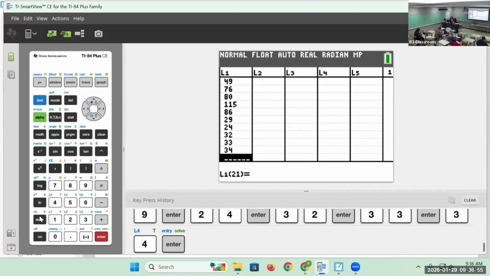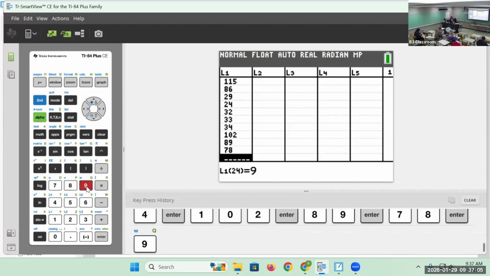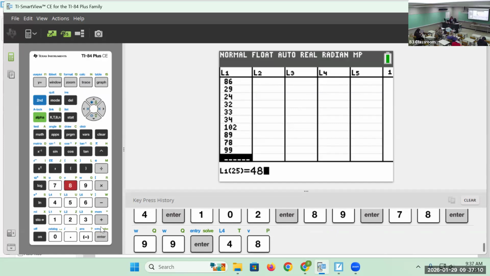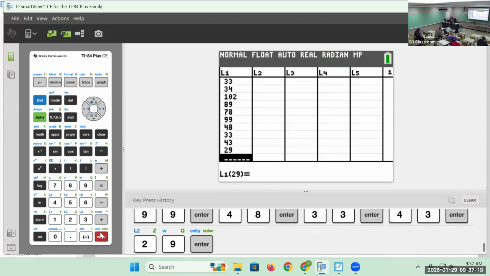Now I'm going to go to the third column. So I have 102, 89, 78, 99, 48, 33, 43. I do this by hand when there are fewer than this, but keeping track of those is kind of hard. So that's why I like to do it on the calculator.